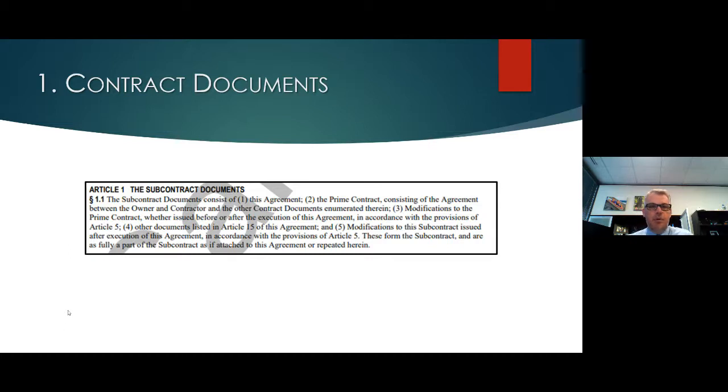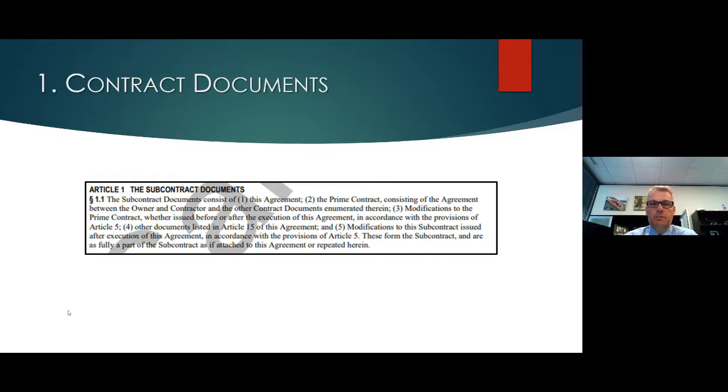This is just an example from an AIA contract of the definition of the subcontract documents, and you'll see there that the first line references that prime contract as part of the subcontract agreement. So again, can't overemphasize the importance of getting a copy of the prime contract to the extent that it's incorporated into your subcontract, to make sure you understand all of the implications of that being incorporated into your contract.